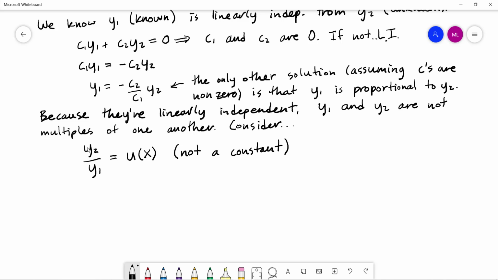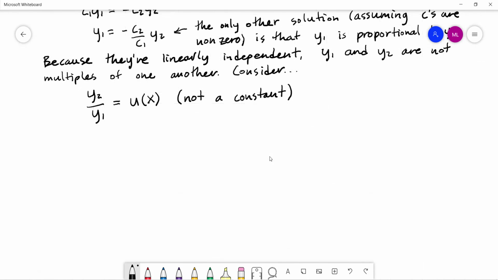If one function is not a multiple of the other, then when I take their ratio, I'm guaranteed to get some function that depends on x. I'm not getting a constant if these things are linearly independent. Because they're linearly independent, y1 and y2 are not multiples of one another. And so when we take their ratio, we're going to get some function that's not a constant. That is our starting point.